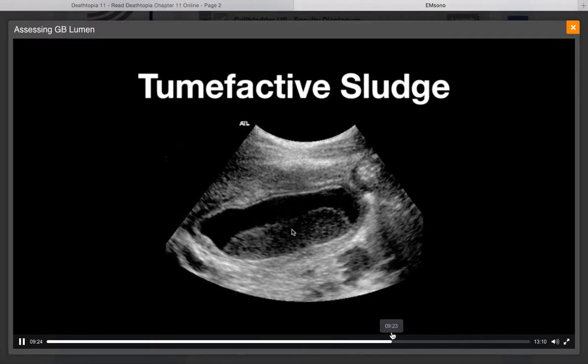Sludge may form mass-like aggregates called sludge balls or tumefactive sludge. This patient has a large sludge ball seen occupying the lumen of the gallbladder.